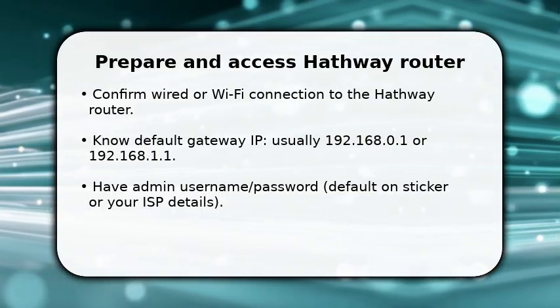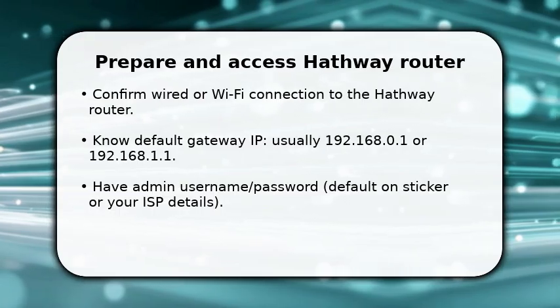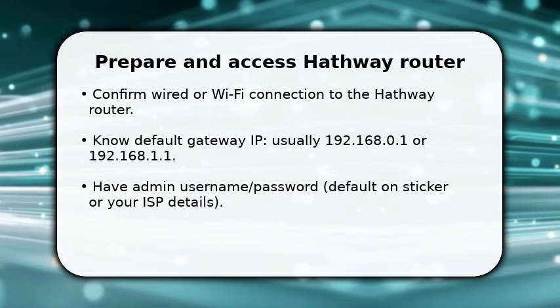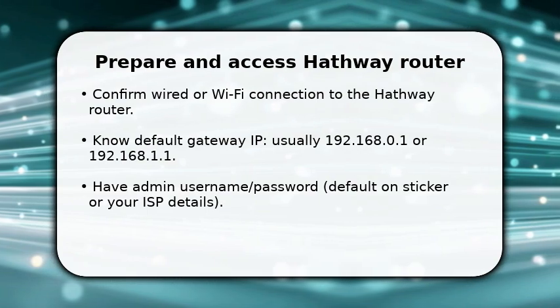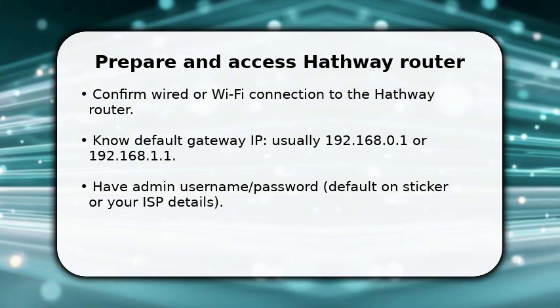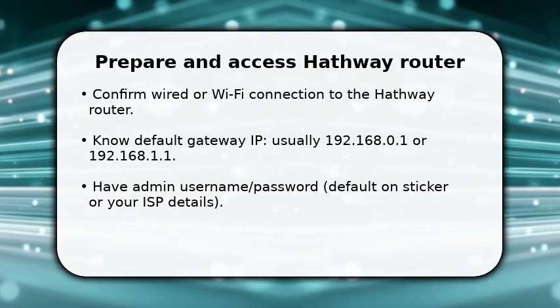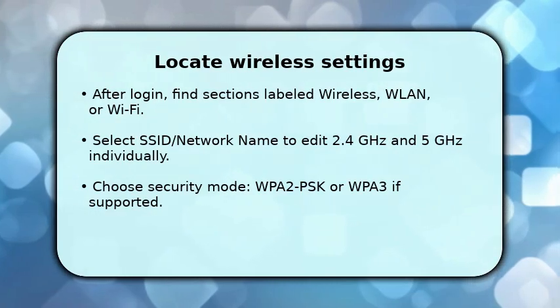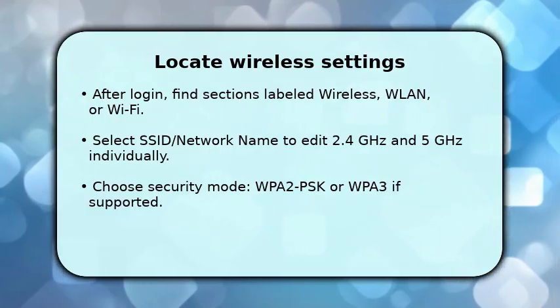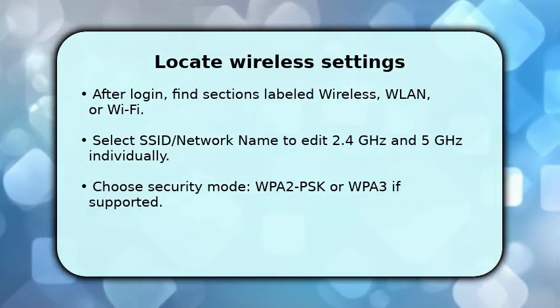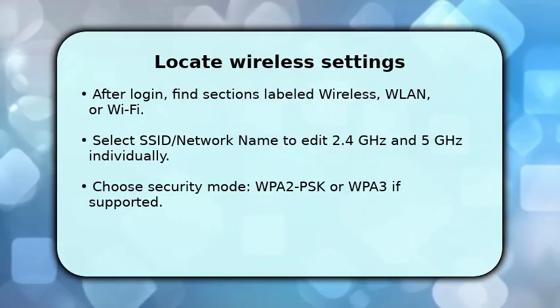Enter the admin credentials printed on the modem sticker or the ones your ISP provided. If you changed them earlier and forgot, pause here and note you may need to reset the router to factory defaults before continuing. Once logged in, navigate to wireless or WLAN settings. Interfaces vary, but look for Wi-Fi, SSID, or wireless security.